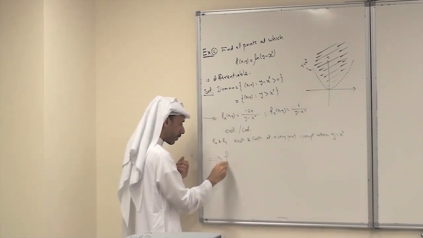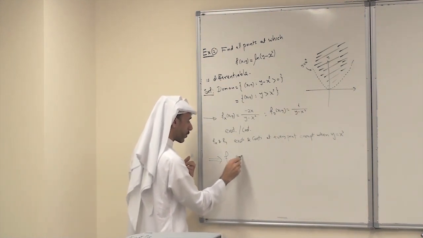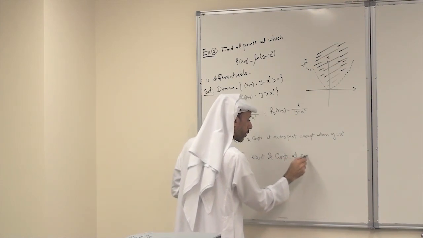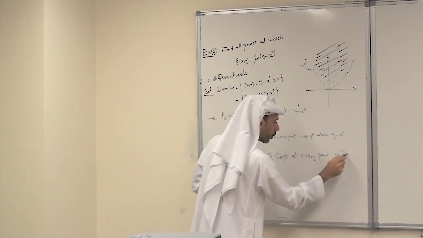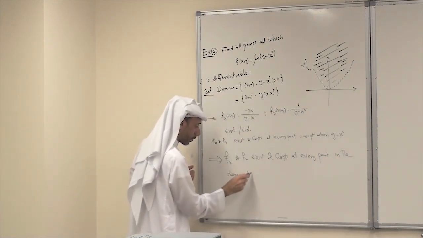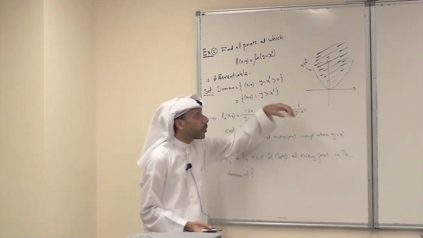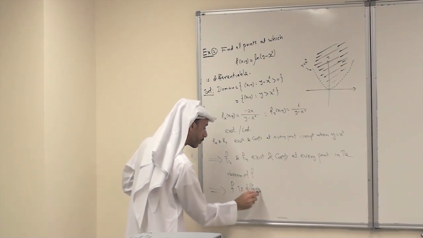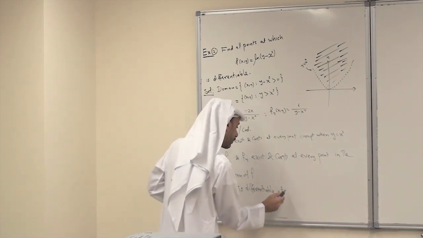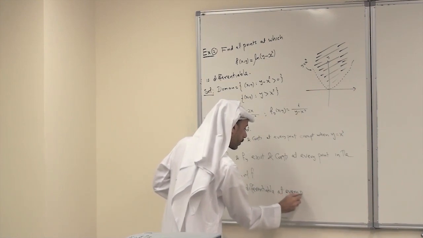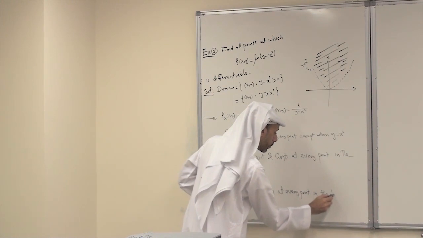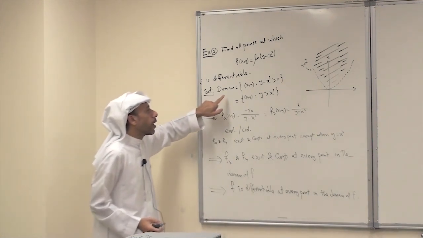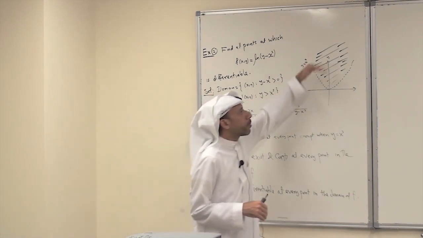So this implies f sub x and f sub y exist and are continuous at every point in the domain of f. The two conditions are satisfied at any point in the domain. So this implies f is differentiable at every point in its domain. To summarize, the given function is differentiable on its domain, at every point above the parabola.